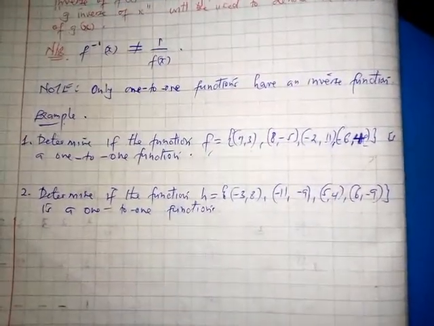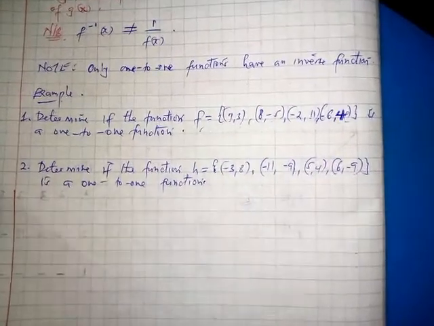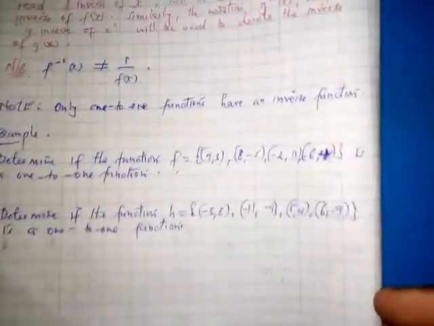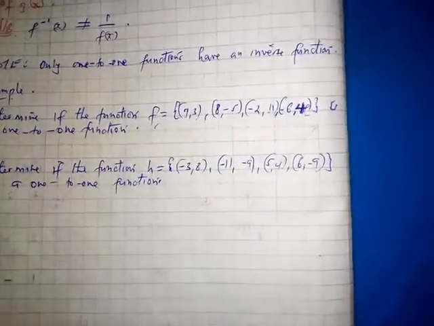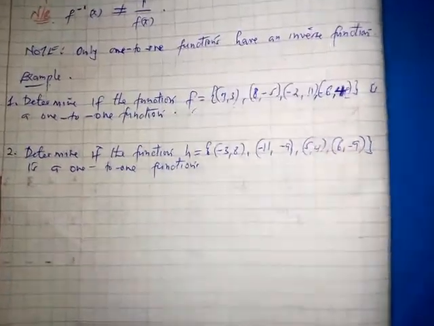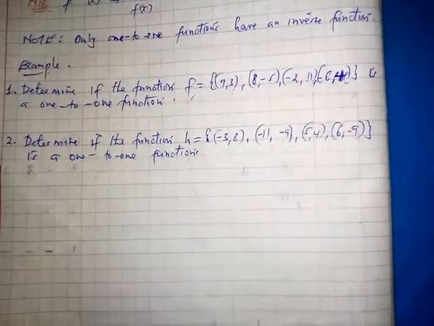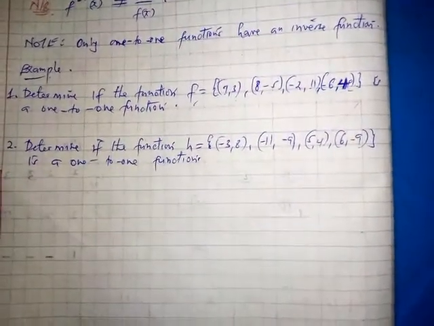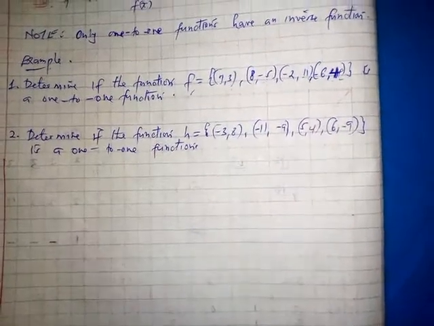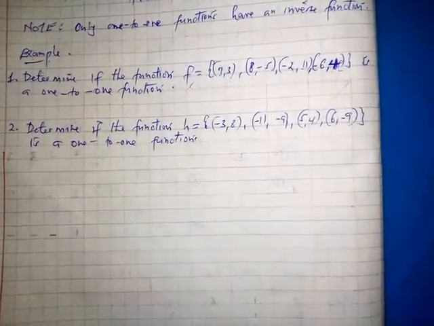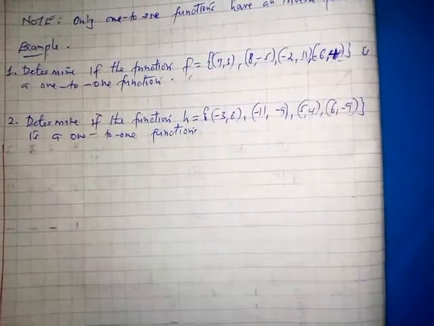Okay, so as we have seen, we can determine if functions are one-to-one by looking at ordered pairs and determining if each of the y values is unique. But what if we do not have ordered pairs?